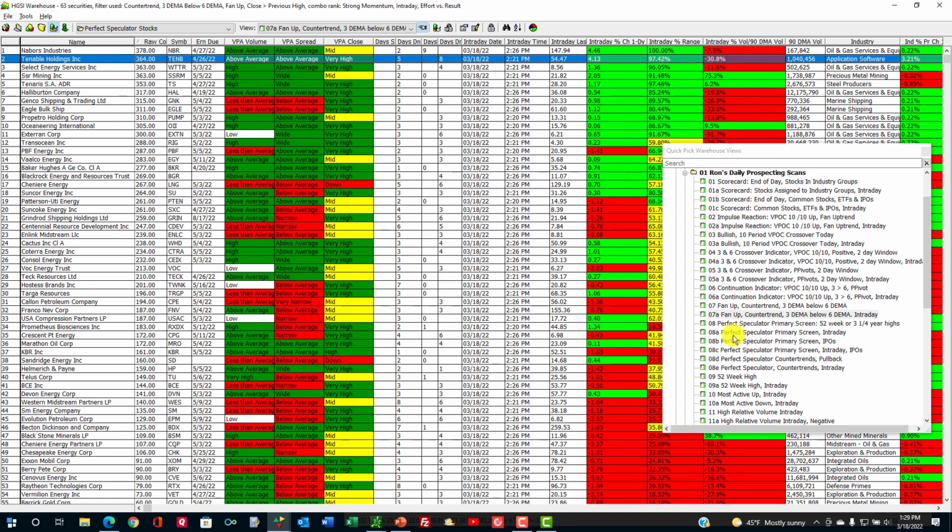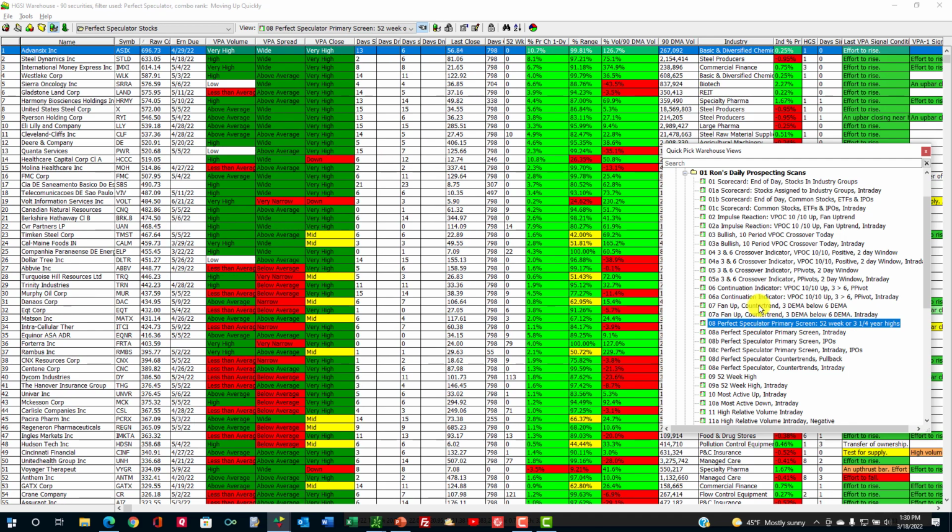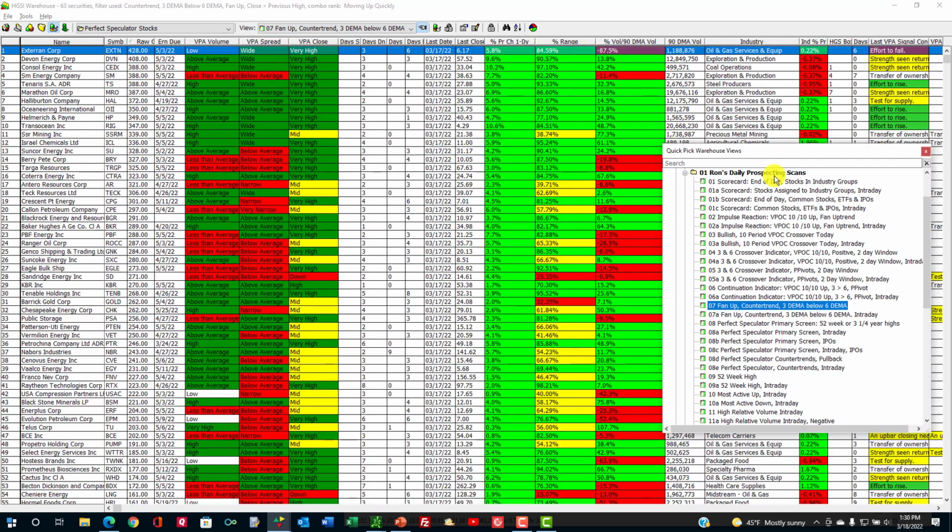So this is a good one to use every day to look for stocks that have pulled back and then are going to the upside. Now I'm in my perfect speculator stock, so once again I know that these stocks have had a recent 52-week high and/or a multi-year high. This is a good scan to locate stocks where you're not chasing.